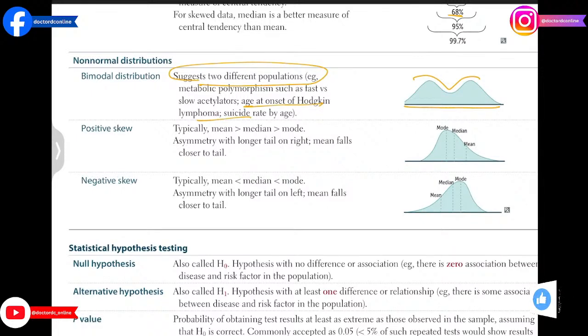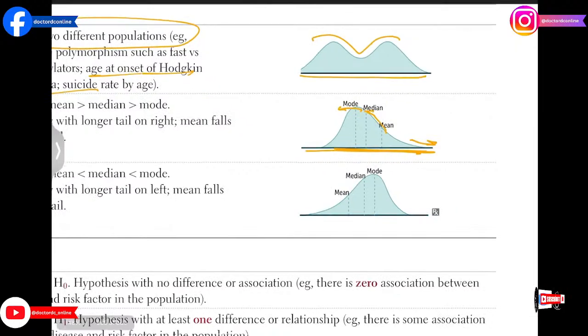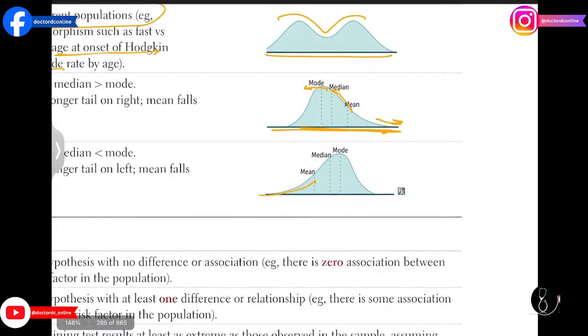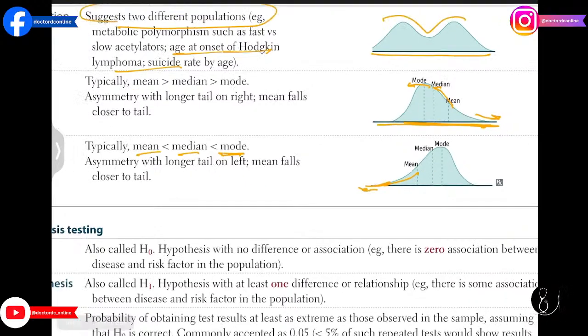A positive skew in a distribution occurs when there is asymmetry with the tail lying on the right. In these distributions, the mean is usually greater than the median, which in turn is typically greater than the mode. A negative skew in a distribution occurs when there's asymmetry, when the tail is on the left. In these distributions, the mean is usually less than the median, which in turn is typically less than the mode.